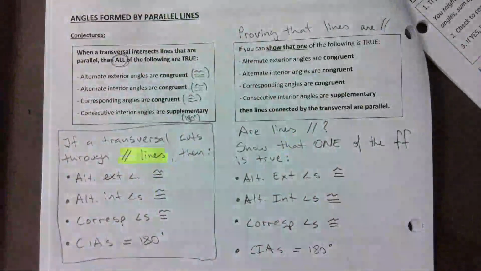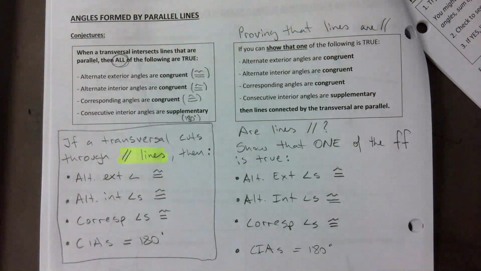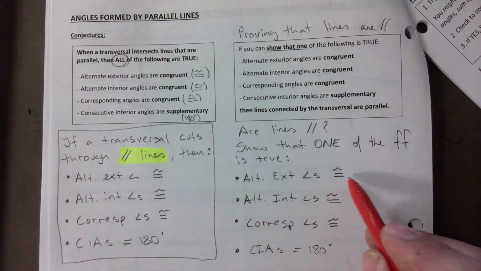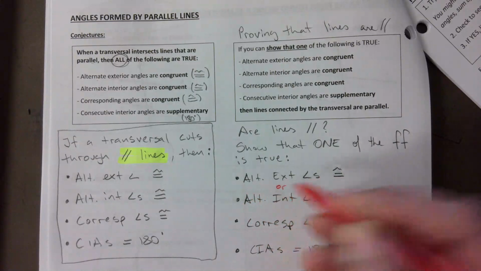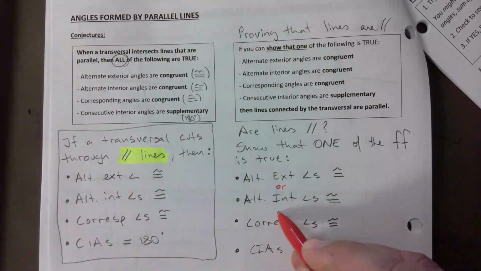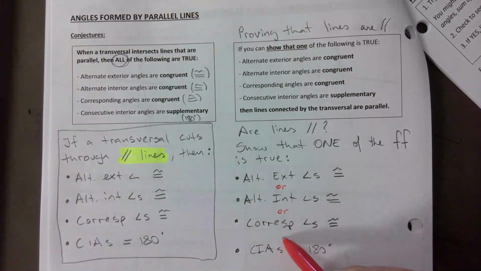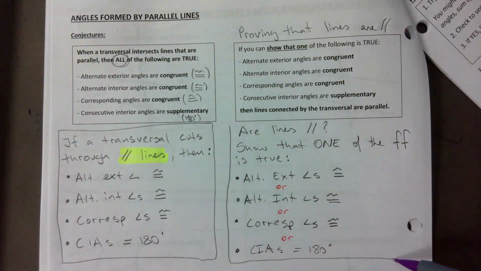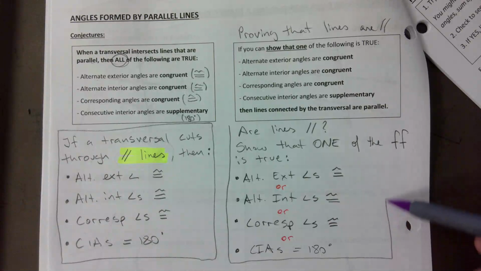And I'm going to add something I didn't do in my original here. You either prove that this is true, or this is true, or this is true, or that last statement is true. So you only have to focus on one. But then, in fact, you can say lines are parallel.